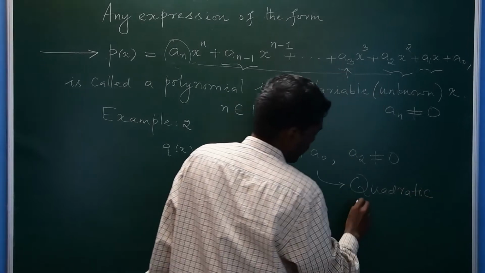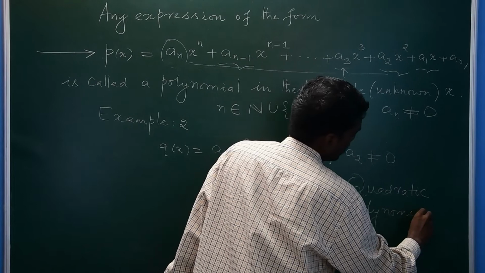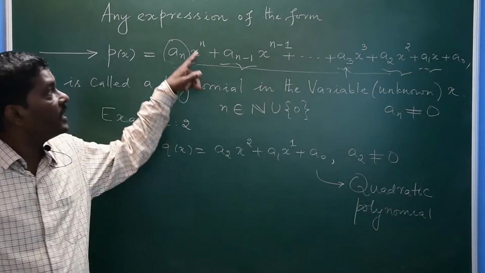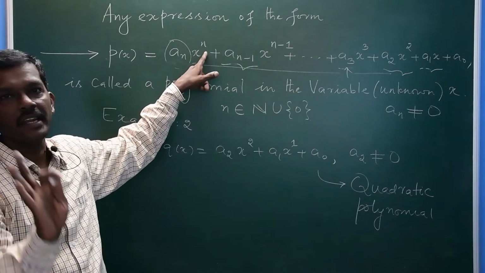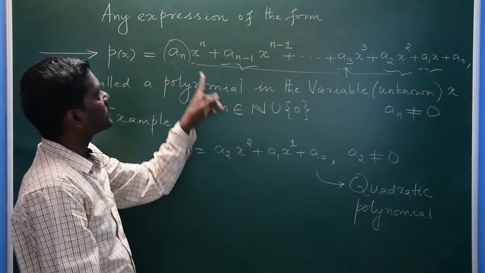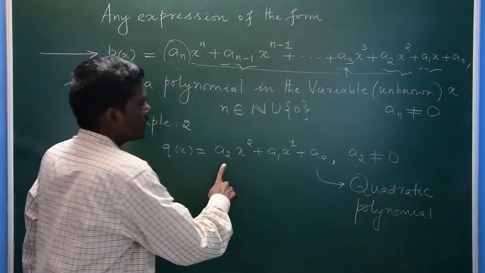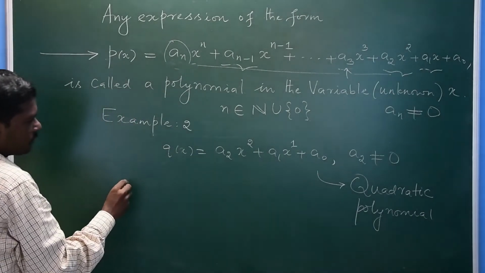This is a quadratic polynomial. See, all the polynomials we can get from here. Polynomial of any degree can be obtained from here up to n. n can be any degree. Only thing is n is a non-negative integer. So this is a quadratic polynomial. Now we are going to see more examples.